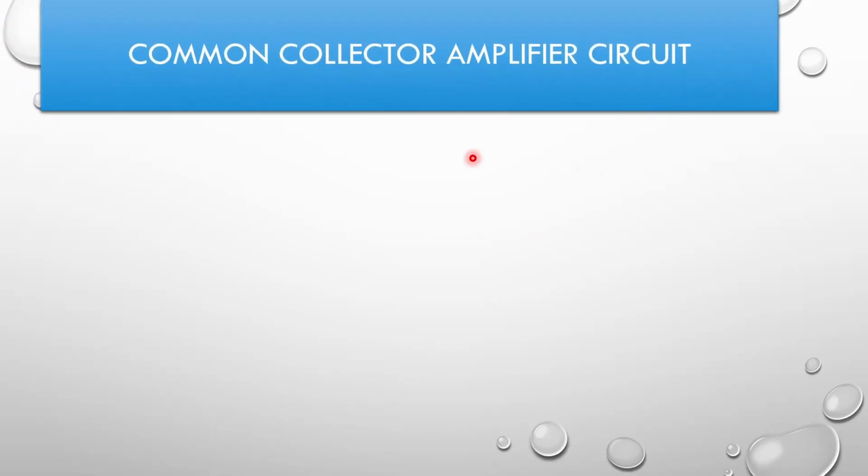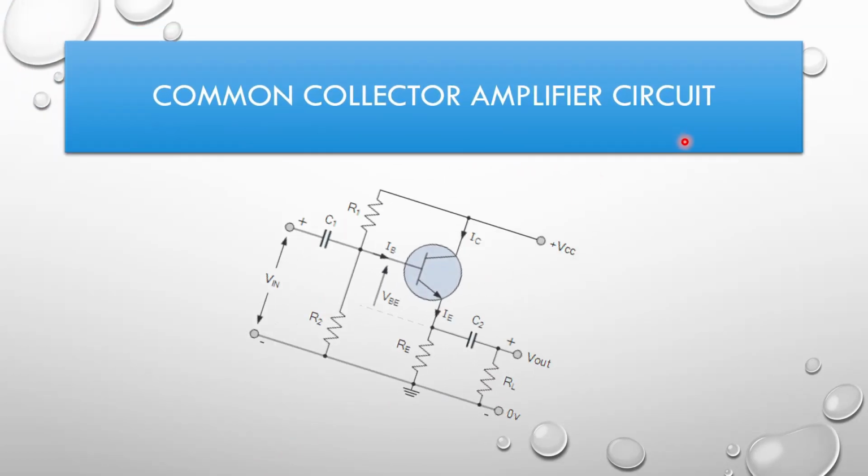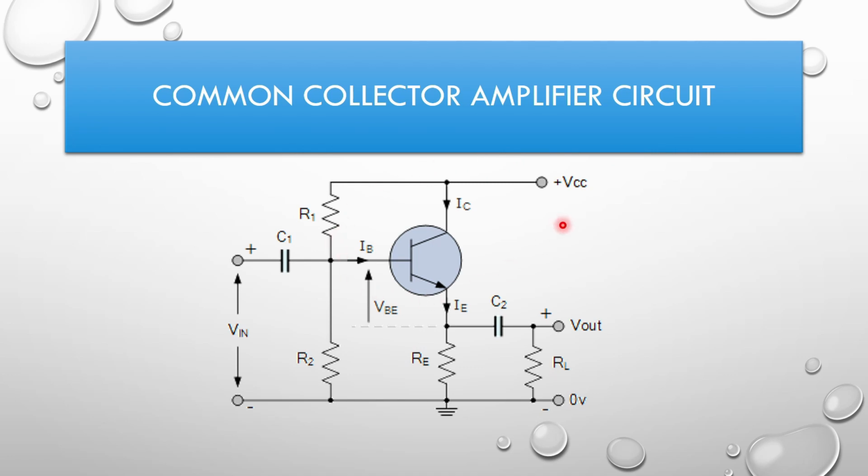We will move on to the common collector amplifier circuit. So this is the common collector amplifier circuit. We have an NPN transistor, positive VCC is applied, and we have resistances R1, R2 and an emitter resistance called RE. We have a load resistance called RL. Input voltage is taken across Vin and output voltage is taken across the emitter. We have capacitors C1 and C2. So altogether this makes up the common collector amplifier circuit.